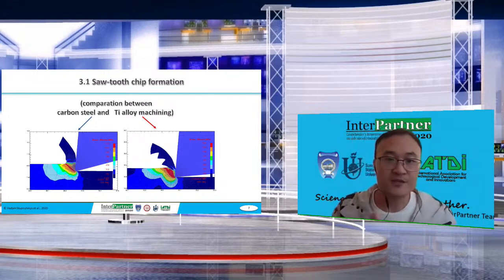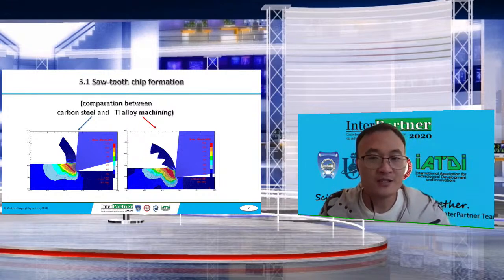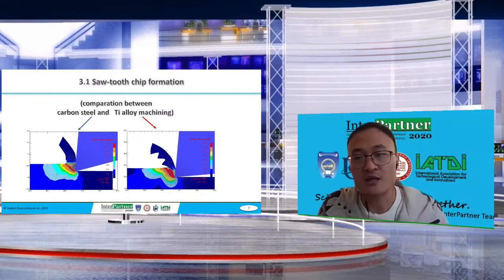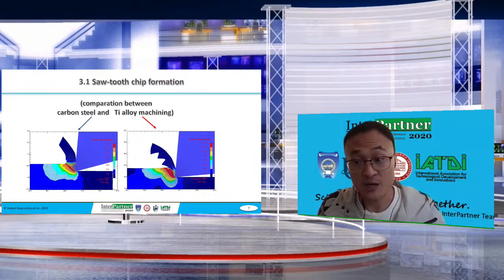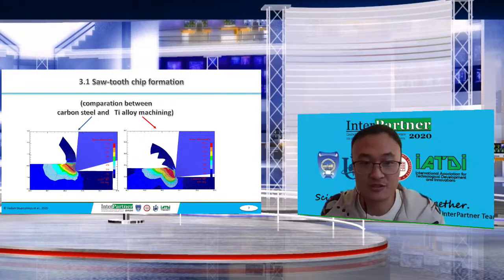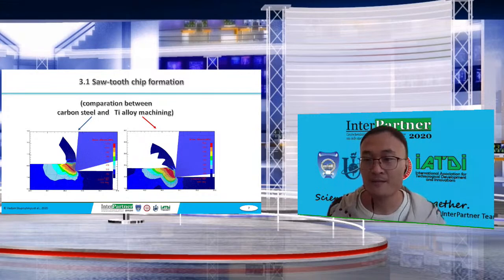Look at the picture. The overall pattern of the stress strain state of the titanium alloy workpiece differs significantly from that of conventional materials such as steel or aluminum. Chips formed during cutting of titanium alloy have a sawtooth shape due to the high plasticity and toughness of the material.